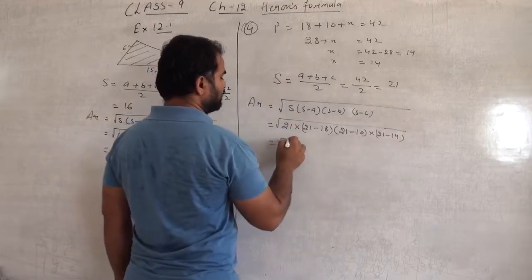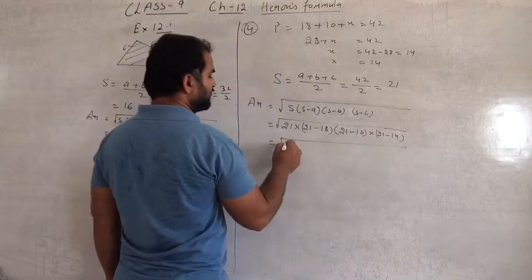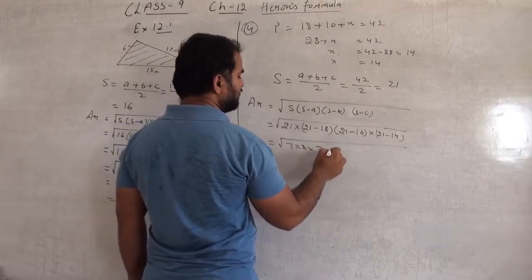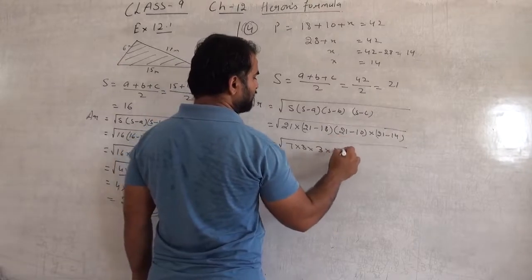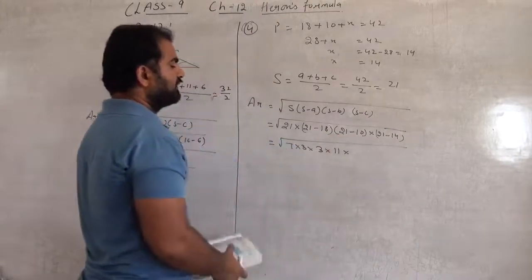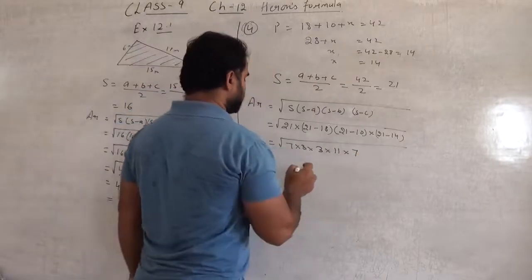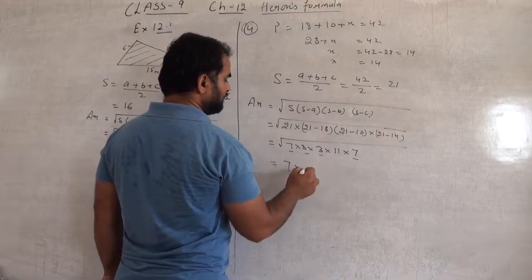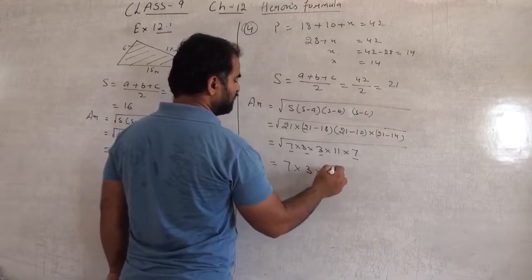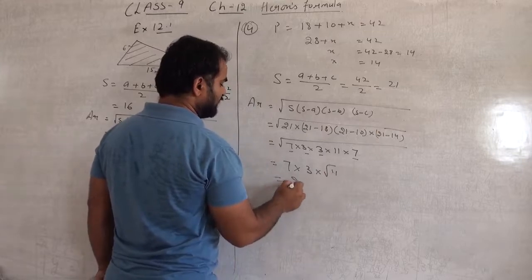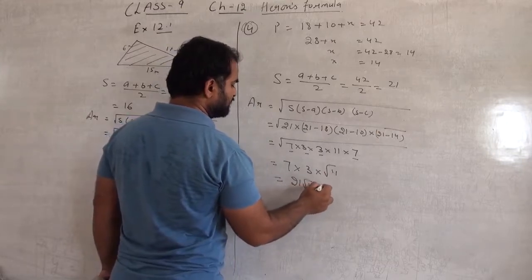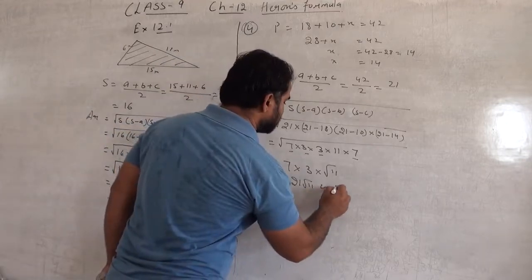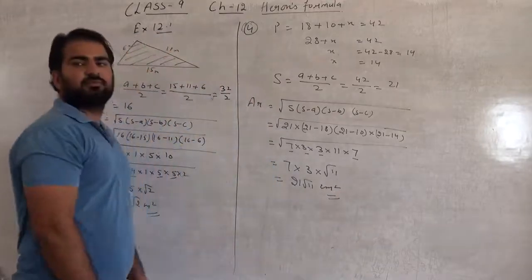Okay, so it will be root 21 can be said as 7 into 3 multiplied by 21 minus 18 is 3, 21 minus 10 is 11, and 21 minus 14 is 7. Okay, so 7 and 7, we got a pair of 7, 3 and 3, we also got a pair, so 3 into root 11. So 7 into 3 is 21 root 11 centimeter square. Centimeter square is the final answer of question number 4.